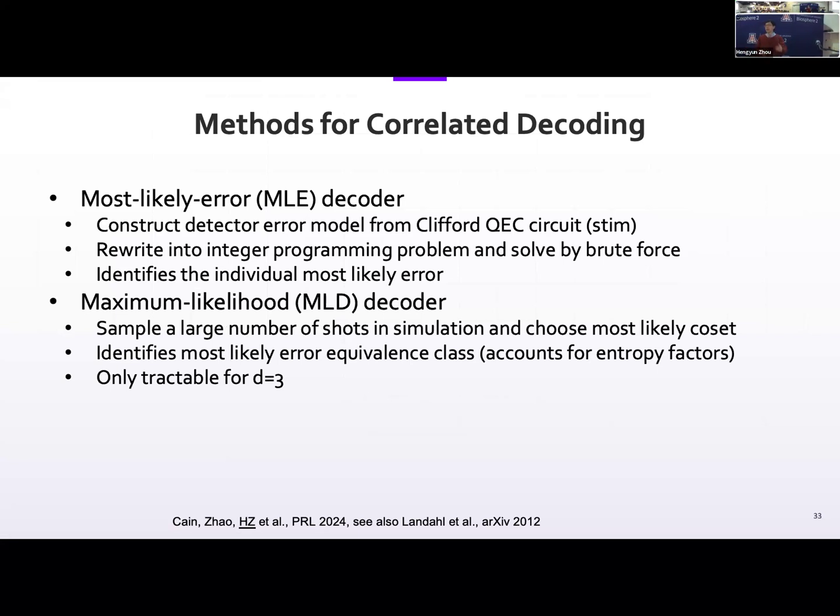So if you had an accurate error model, this would be the ultimate limit on what you can do. And here for the d equals 3 case, we can actually do this. Essentially, we just brute force sample a bunch of shots in simulation. And then we just make a big table and see, for a given observation, what's the most likely possibility in that table.